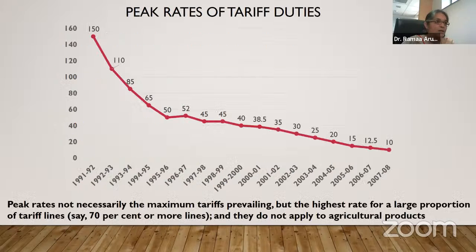So if we take a peek at the data, the peak tariff rates, duties, over a period of time, came down from 150 to 10 in 2007. So a period of 15 to 17 years saw a massive reduction in the tariff rates.